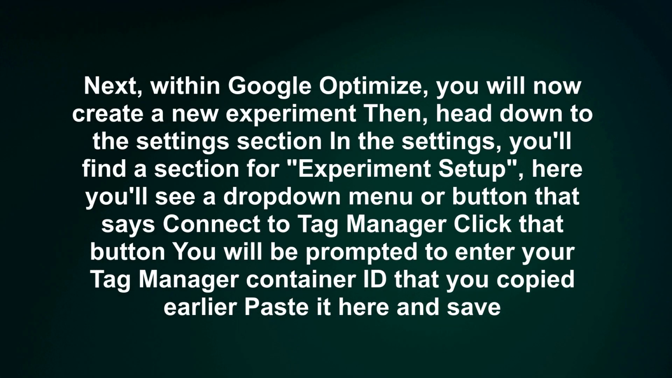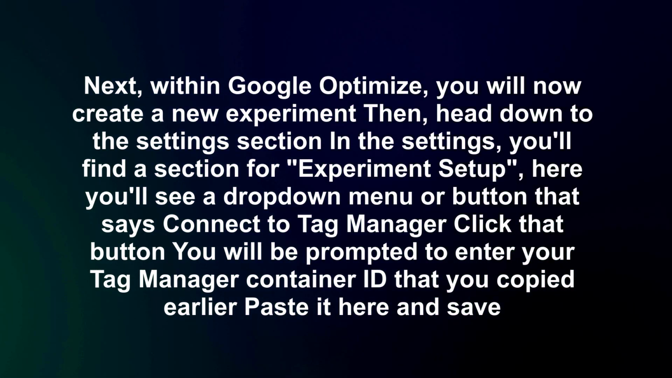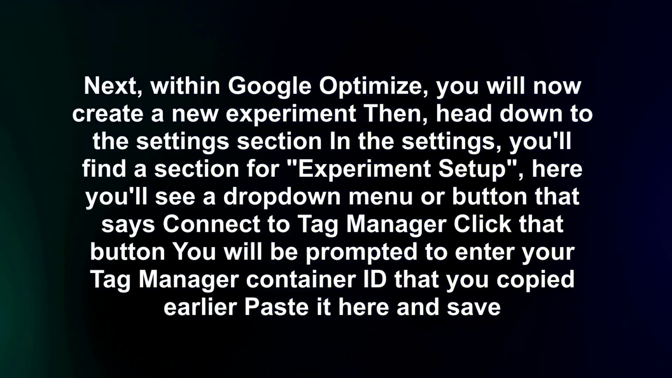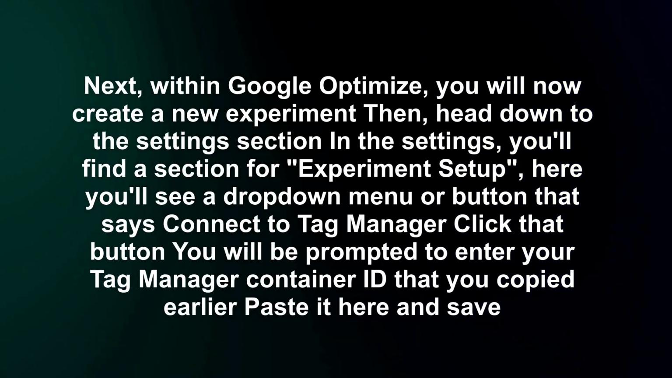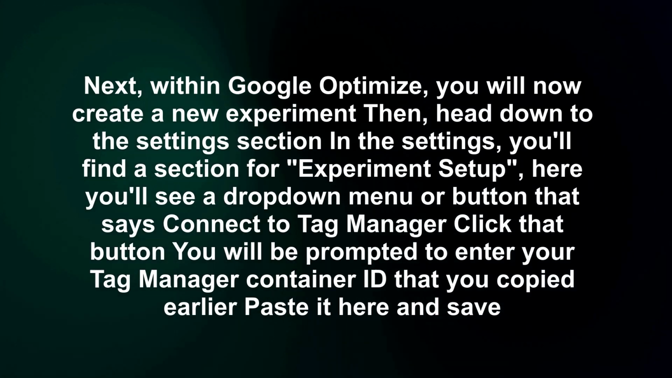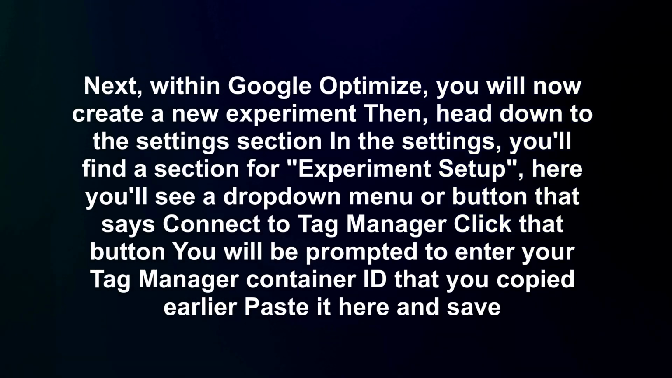Next, within Google Optimize, you will now create a new experiment. Then, head down to the Settings section. In the Settings, you'll find a section for Experiment Setup. Here you'll see a drop-down menu or button that says Connect to Tag Manager. Click that button. You will be prompted to enter your Tag Manager container ID that you copied earlier. Paste it here and save.